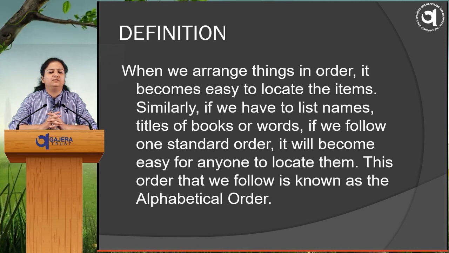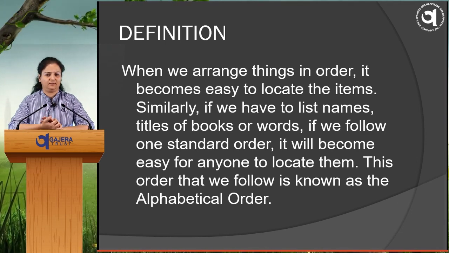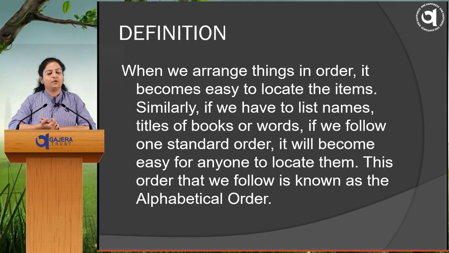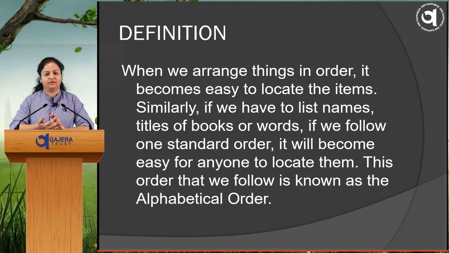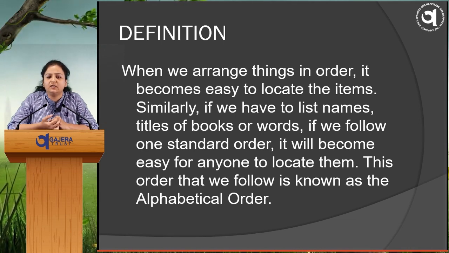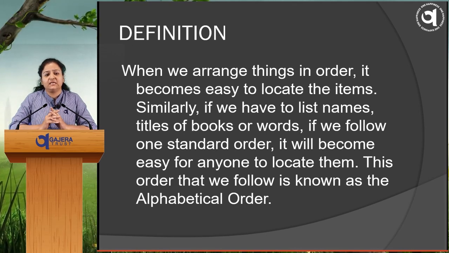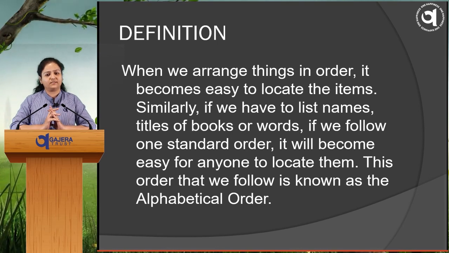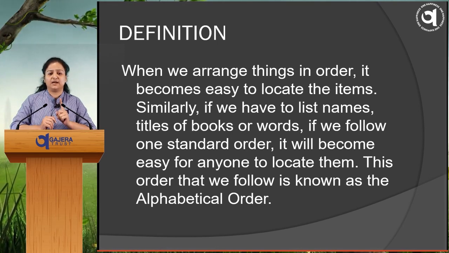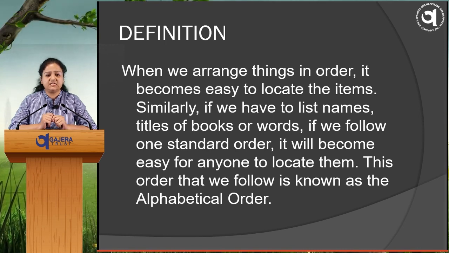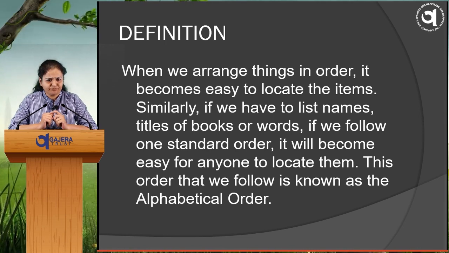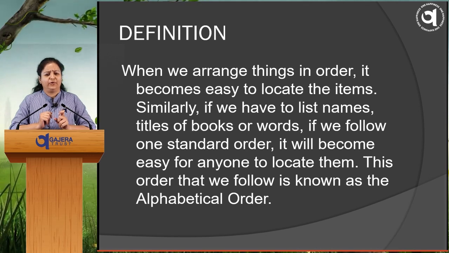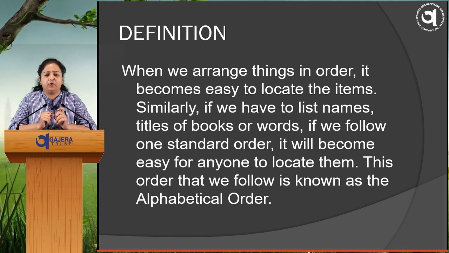Now, very first, the definition of this, because whatever terms we are going to learn, the definition must be there. When we arrange things in order, it becomes easy to locate the items. Similarly, if we have to list names, titles of books or words, if we follow one standard order, it will become easy for anyone to locate them. This order that we follow is known as the alphabetical order.